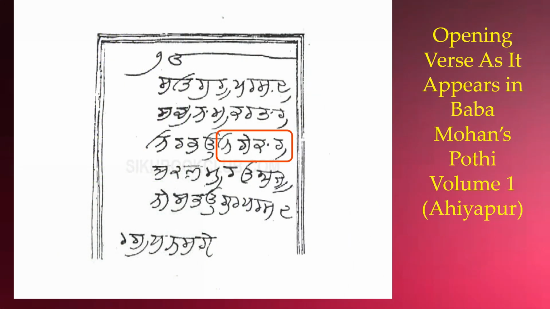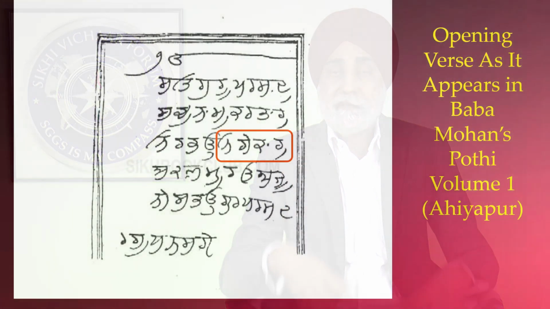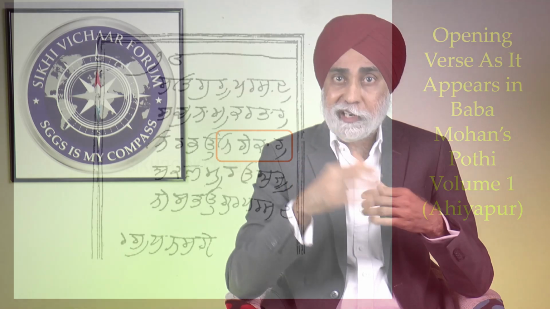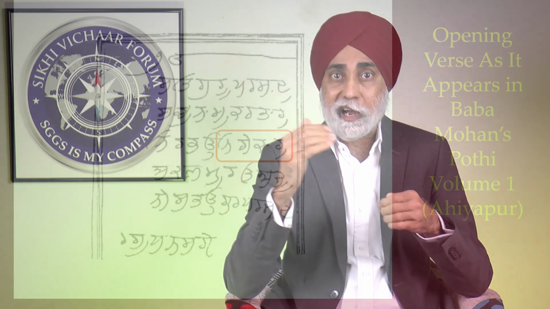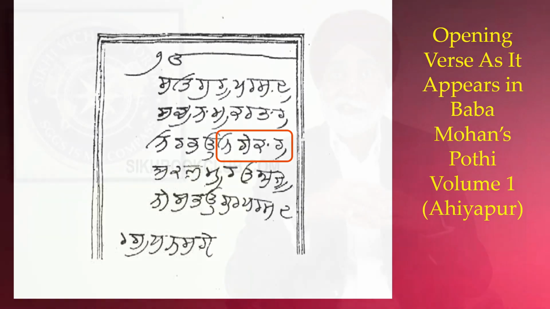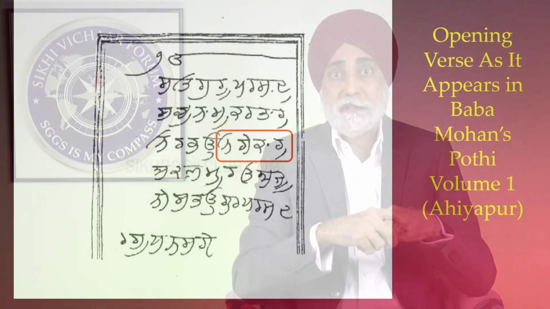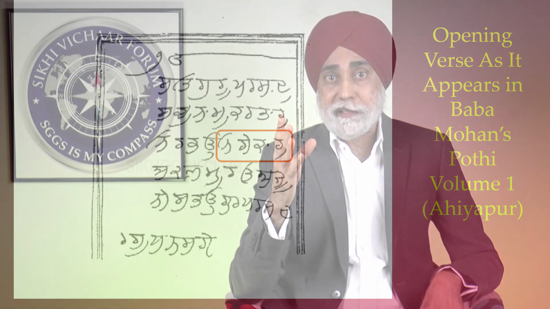It reads, Ek Oankar Sat Guru Prasad. Now this is not how the opening verse begins in the Sri Guru Granth Sahib Ji. Then the Baba Mohan pothi says Satchanam. The word in Sri Guru Granth Sahib Ji is Satnam. Then the pothi says Kartar. The correct phrase is Karta Purakh. Then Nirpau, which is perhaps the only correct word in the entire opening verse. Then the pothi uses the word Nirikar. We don't have this word Nirikar in the Sri Guru Granth Sahib Ji as our opening verse.